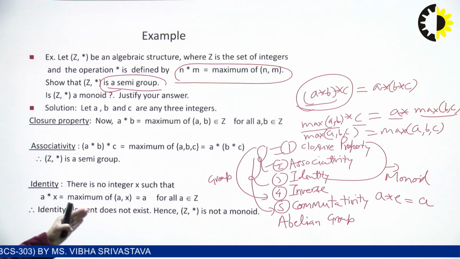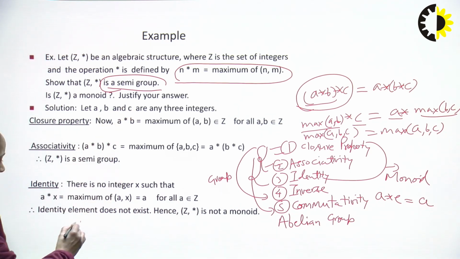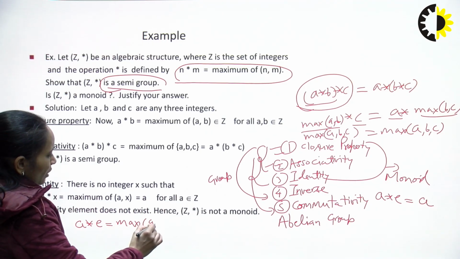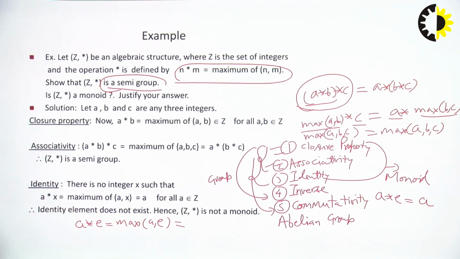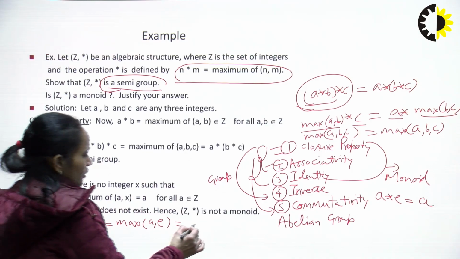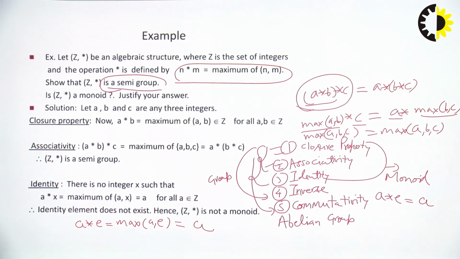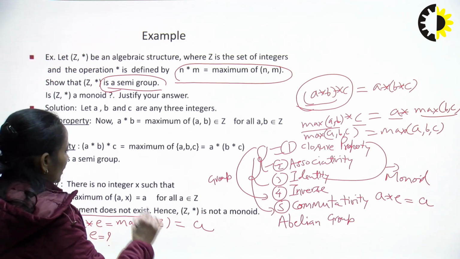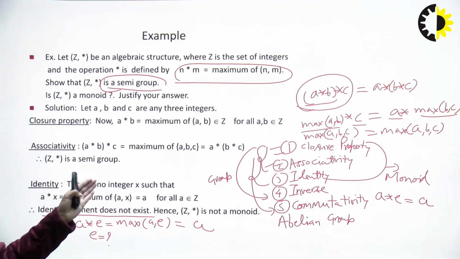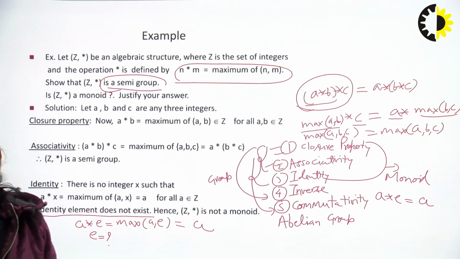Here E is the identity. So for this particular operation N cross M, if we say A cross E, this is equal to, what is the definition? Maximum of A comma E. As we all know, identity element is the minimum element. So the value of maximum of A comma E is equal to A. So what will be the value? Can we find the value of identity element? No. So here identity element does not exist. Therefore we can say that identity does not exist. So it is not a monoid. It is a semi group, but it is not a monoid.